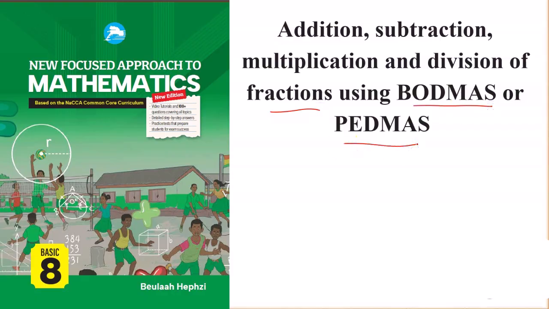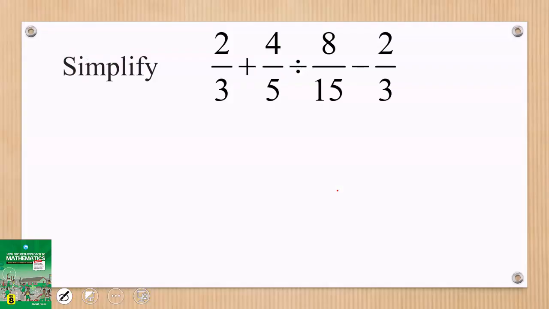We said BODMAS simply means bracket, of, and of here means order. Not just of like multiplication, of order. It can be exponent, it can be square root, and so on and so forth. Then division, multiplication, addition, and subtraction. And here too, PEDMAS means parenthesis. So instead of the bracket, they use parenthesis. And then E means exponent, which is the same as the order. Then division, multiplication, addition, and subtraction. Good. So let's take an example and see.